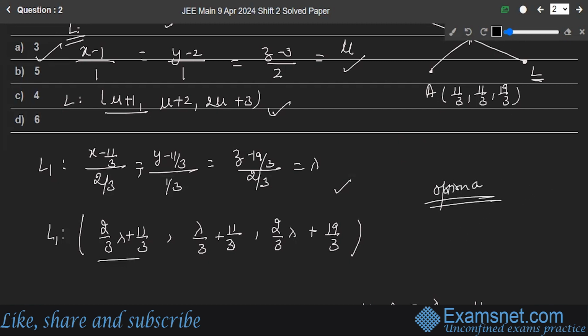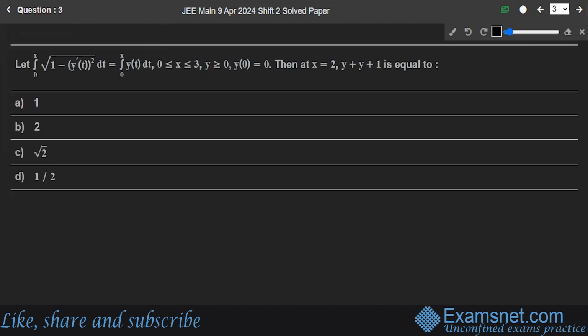Hope you got that. Let's move to the next question, number 3. So this question says, let the integral from 0 to x of this function be equal to this, when x lies between 0 and 3, y is greater than 0 and y of 0 is equal to 0. At x is equal to 2, y plus 1 is equal to.